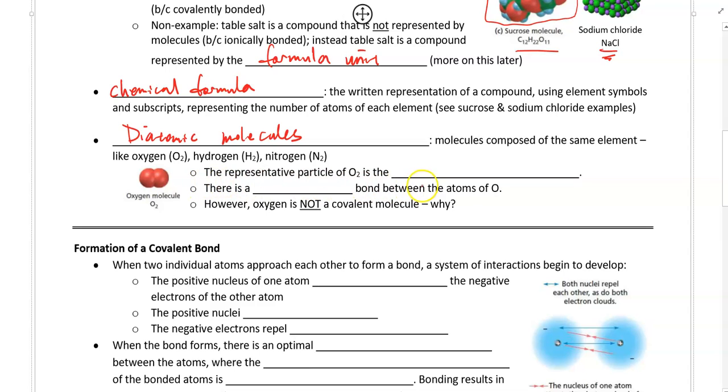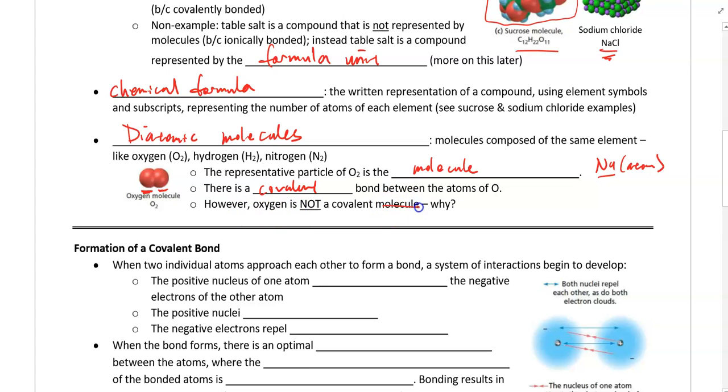So this first bullet point right here: the representative particle of O2 is still a molecule, instead of being an atom. For example, regular old sodium by itself doesn't exist as a diatomic molecule, so it'd just be monatomic. That'd be an atom instead. But oxygen exists as a molecule, not as individual atoms, and there exists a covalent bond between the atoms of oxygen. Why is that? Because it's two nonmetals bonded together. Here's an oxygen, here's another oxygen bonded together.